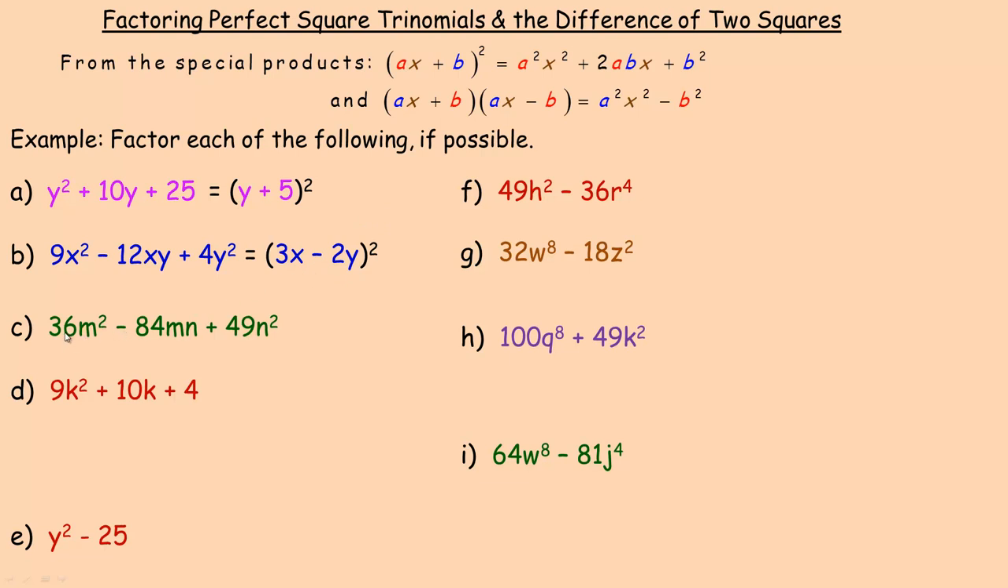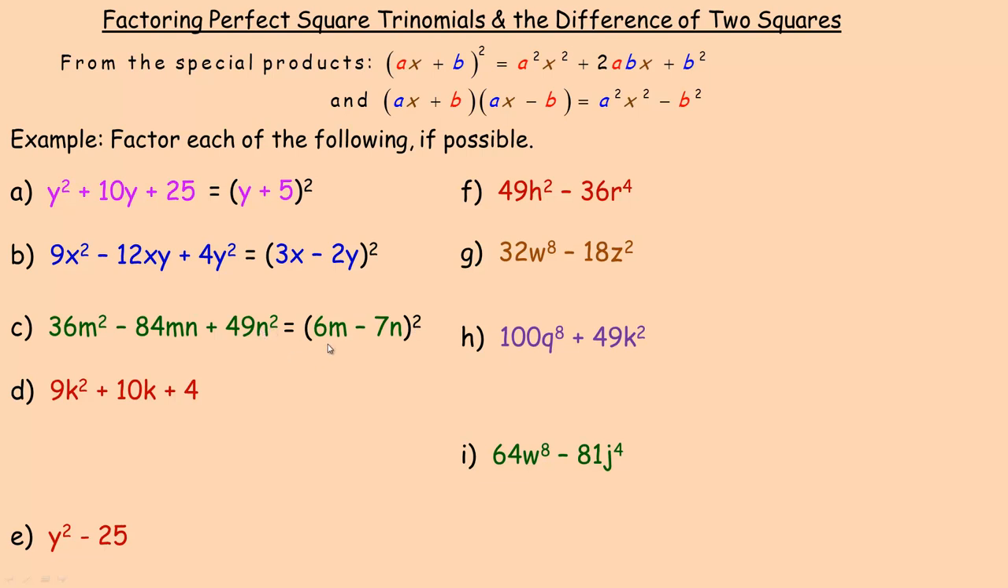C, perfect square here. So 36 is a perfect square, even exponent on the m squared, so that's a perfect square. Same with the 49n squared. And so if it's a perfect square, it should look like this. It's 6m that you square to make 36m squared. It's 7n that you square to make 49n squared. 7 squared is 49, n squared is n squared.